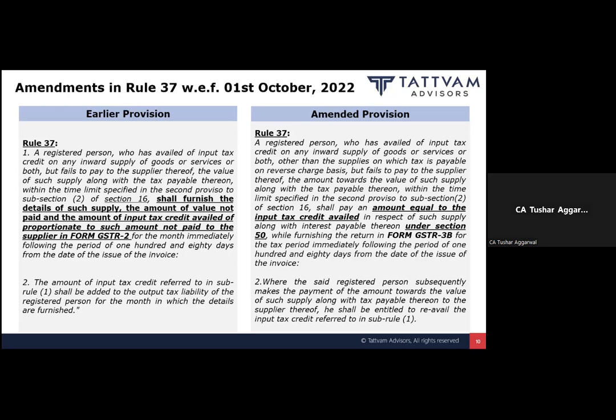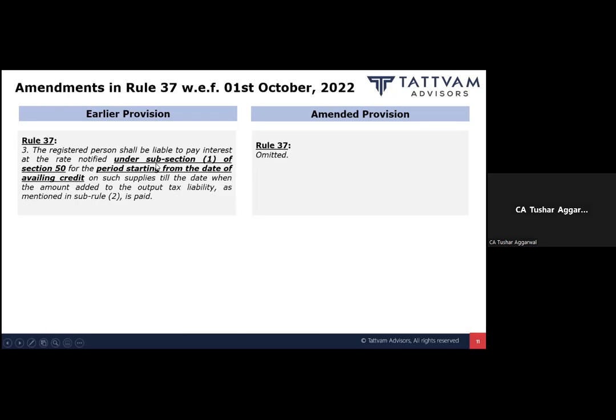Department comes and says, you have not made payment within 180 days, please reverse the credit. And if you have made payment later on, say after the 270th day, and have not reversed the credit, they are also demanding interest. They say under Rule 37, interest should start from the date of availing the credit.